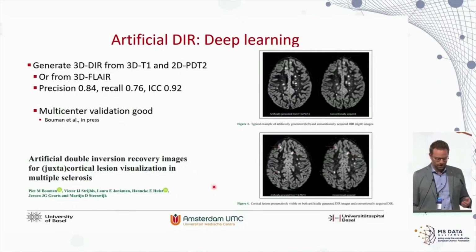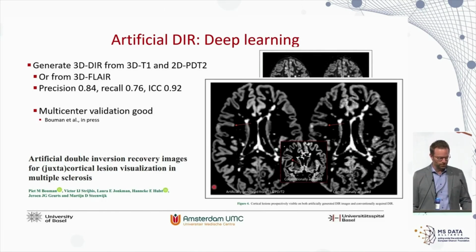So this is an example here zoomed in, and as you can see, it is really, really similar. This is also what comes out of our analyses, sometimes even with less noise, because the DIR sequence, if you conventionally acquire it, is quite noisy. So sometimes even AI technologies can give you better data. But of course, this is up for debate.